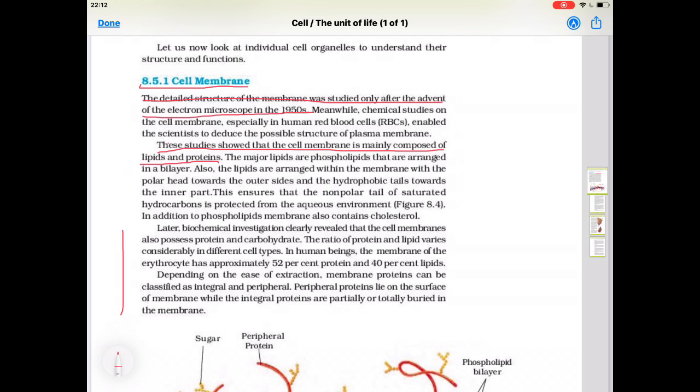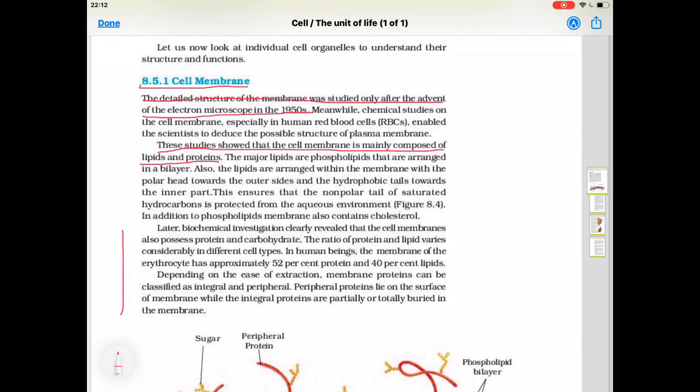This ensures that the non-polar tail of saturated hydrocarbon is protected from the aqueous environment because the hydrophobic tail is towards the inner side. Hydrophobic, it is water hating, so it is protected from the water because it is present inside, so it is protected from the outer aqueous environment in which water is present.